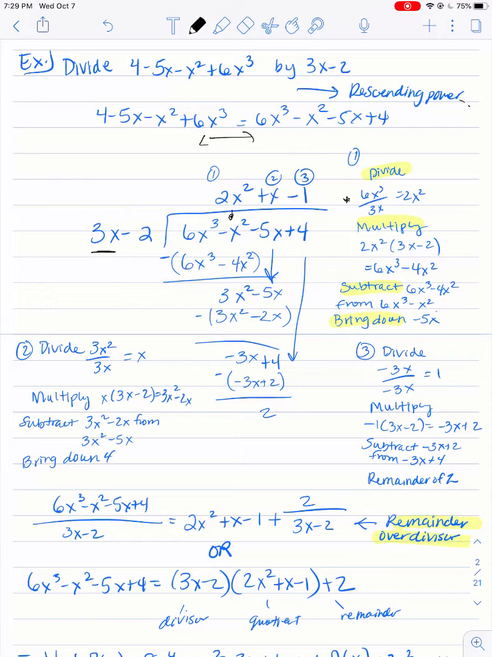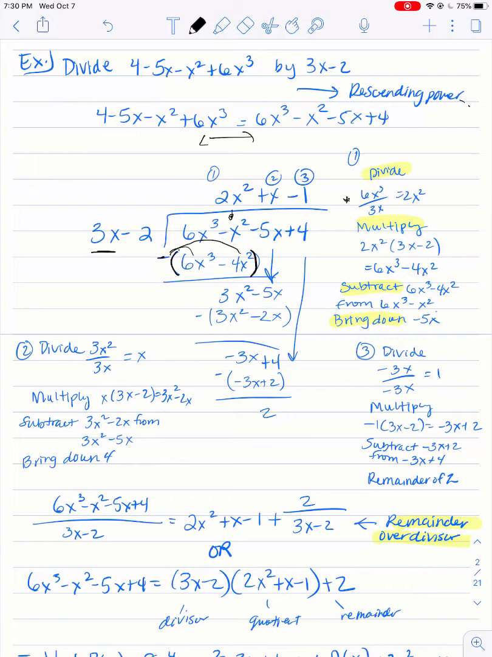So now I subtract that. What I need to be careful of though is when I subtract it, I make sure I put parentheses around this whole term, because essentially I'm distributing the subtraction to both of these terms, not just the 6x cubed. So I subtract 6x cubed minus x squared and 6x cubed minus 4x squared, and I get 3x squared. And then the next step is to bring down my negative 5x. So as you can see, most of this is pretty similar to when you're doing it just with numbers, bringing down terms and everything.